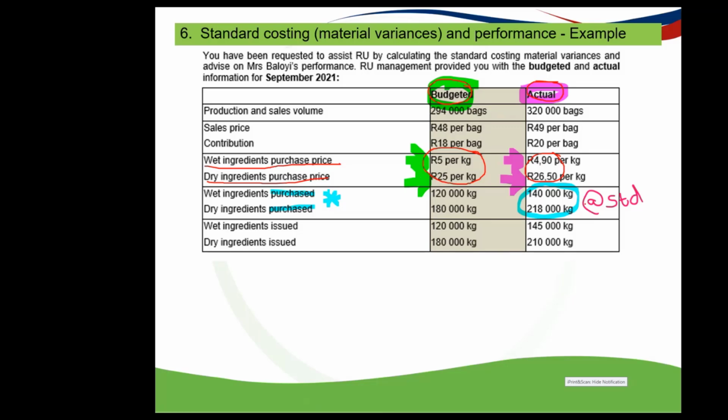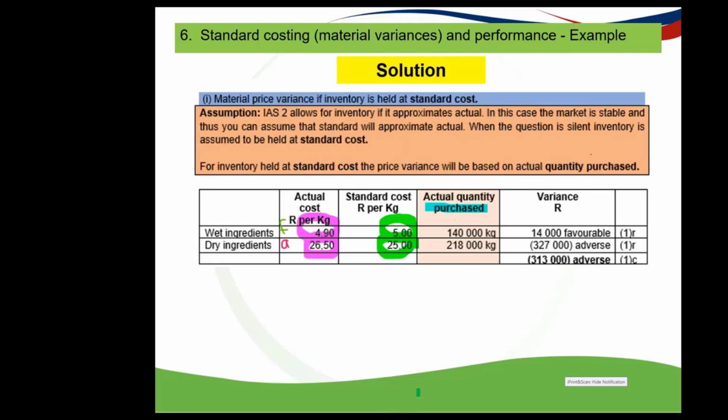Then we've also told you that we're keeping inventory or holding inventory at standard. So then we know we're going to use wet ingredients purchased and not issued. Okay, so we're going to use this quantity for our price variance. So like we said, we've got the actual costs and we've got our standard costs. And then the quantity that we're using is the actual quantity purchased.